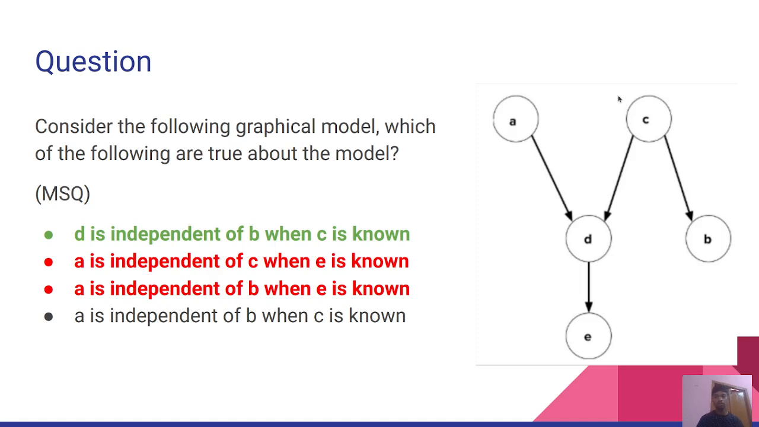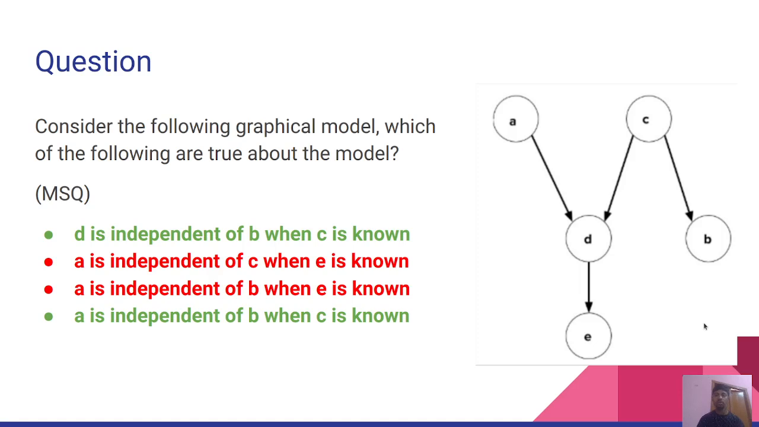In this case C is given, so D and B are independent. Even though A is dependent upon D, there is a breakage of the path here. D to B we cannot go if C is known. So A to B also we cannot go if C is known. So this is true.